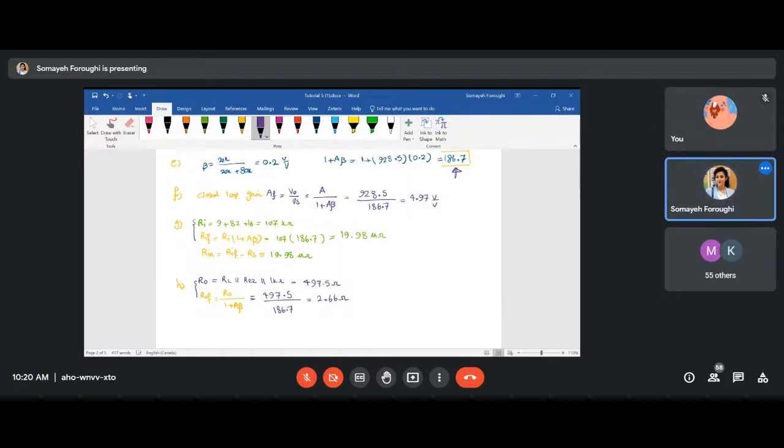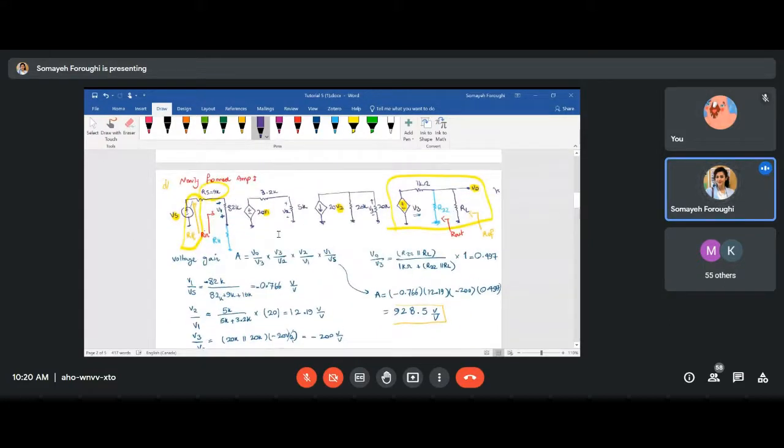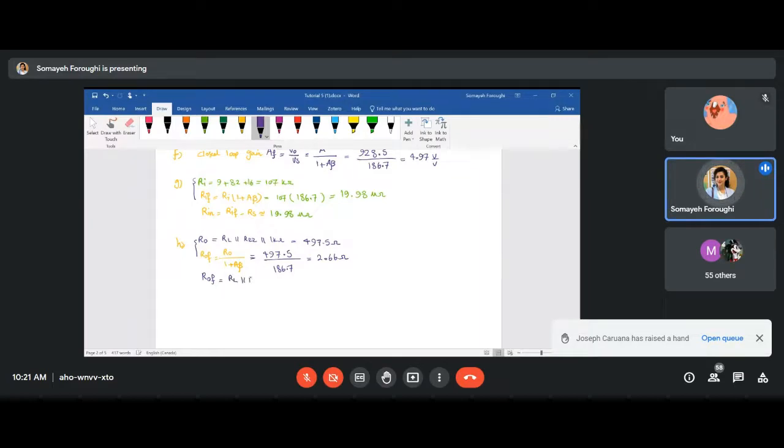Now let's go back here and look at it. Rof is here. You do not need Rof. You want Rout. But if you pay attention, Rof is like the load resistance in parallel with the Rout, right?